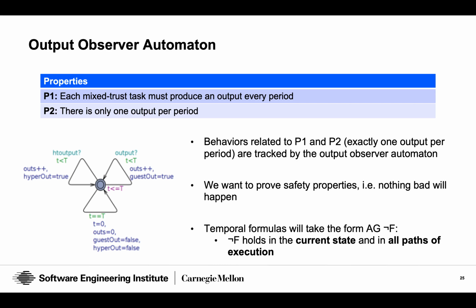One of these two observer automata is going to be with respect to the output. It's built to track the behavior that relates to properties P1 and P2, namely that exactly one output will happen per period. Since we want to prove safety properties, this means that nothing bad will happen during all possible executions. Our temporal formula will take the form of AG not F, which means that not F will hold in the current state and in all paths of execution, right? And this output observer automaton is basically just counting the number of outputs that were observed in a single period and checking who was responsible for the output, either the guest task or the hyper task.